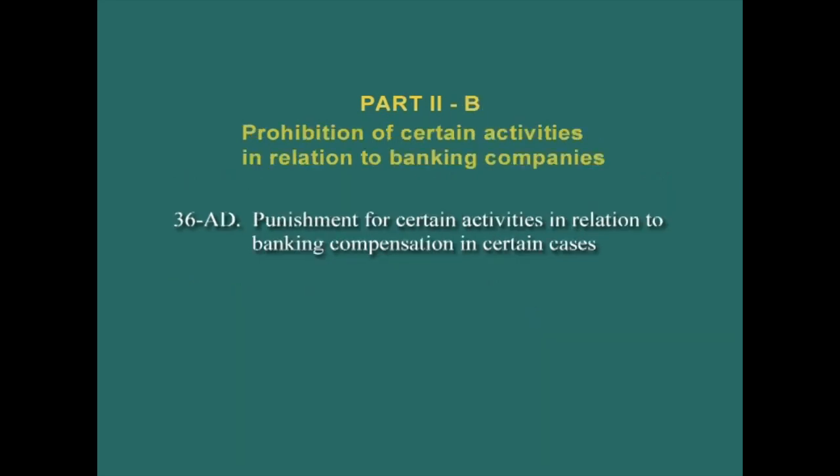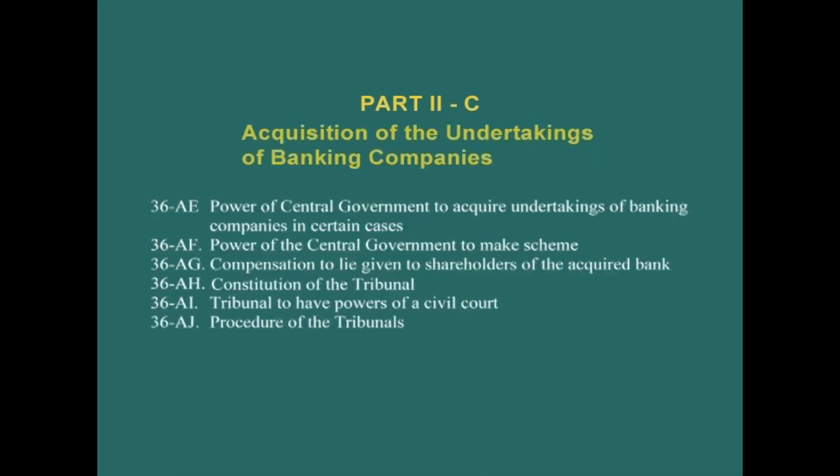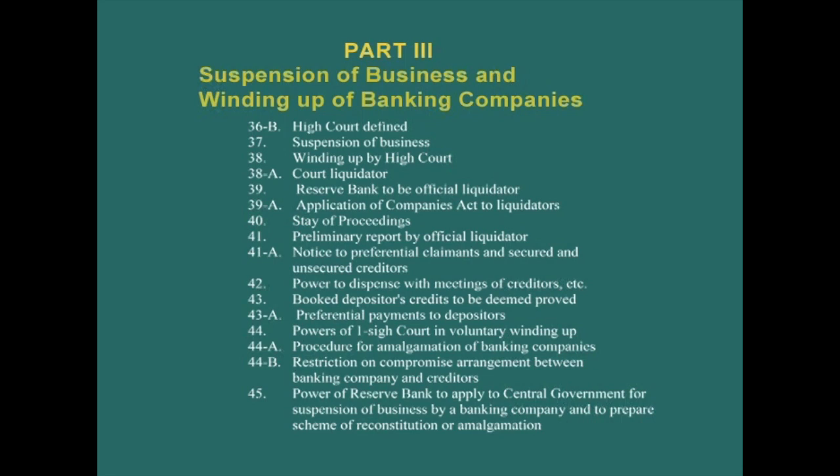Part 2B relates to prohibition of certain activities in relation to banking companies under section 36AD. Part 2C contains sections 36AE to 36AJ relating to the acquisition of the undertakings of banking companies. Part 3 relates to suspension of banking business and winding up of banking companies under sections 36B to 45. Part 3A relates to special provisions for speedy disposal of winding up proceedings under sections 45A to 45X.